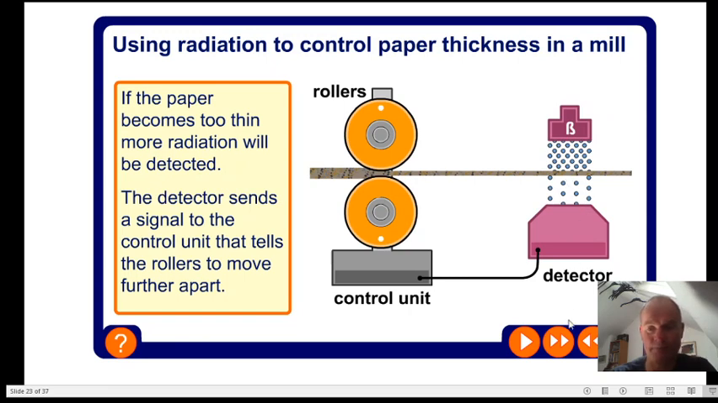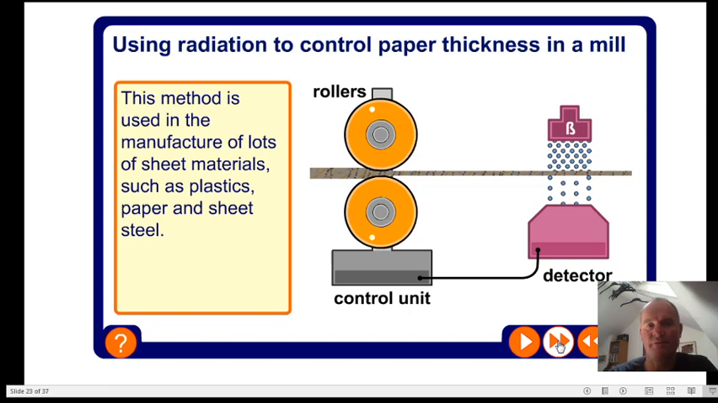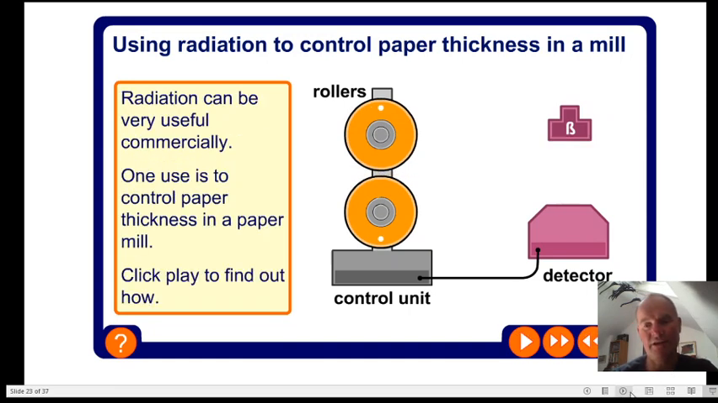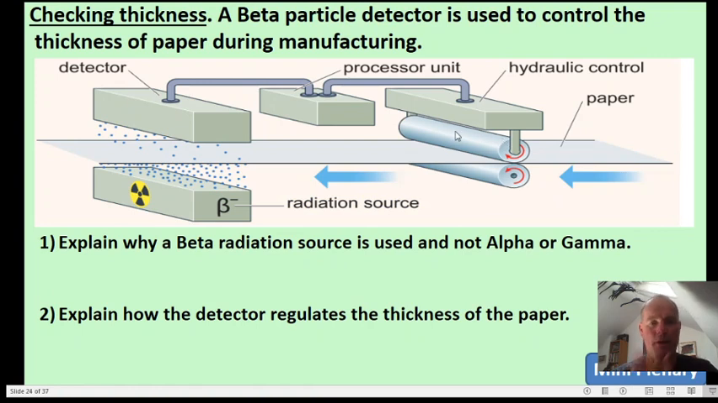gets through. Okay, so this method is used in manufacturing plastics, paper, anything that comes out as a thick sheet of something or a thin sheet of something might use this method for quality control. But again, beta will work through some of these things, and the question might be, why not alpha? Why not gamma?